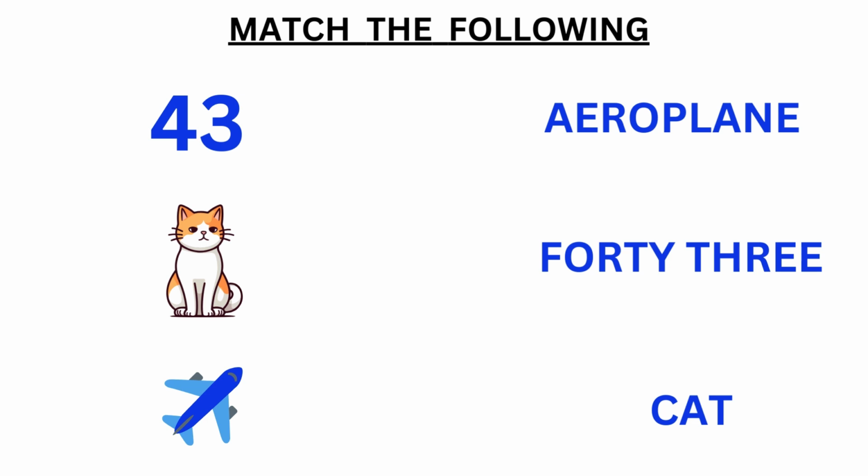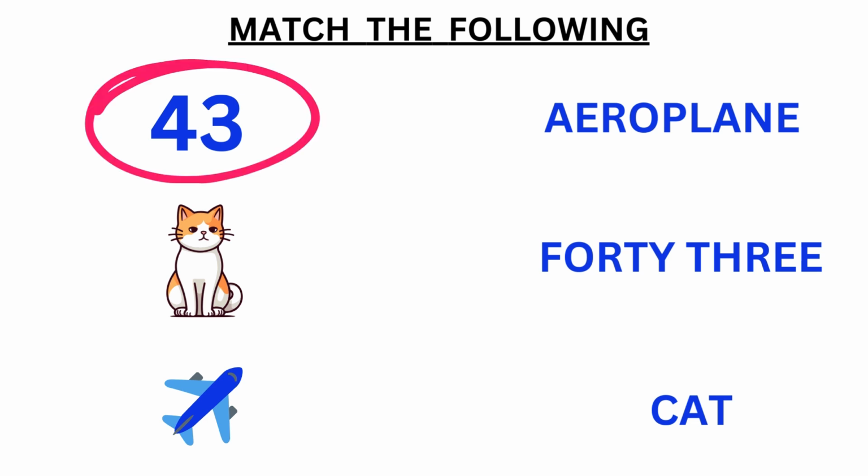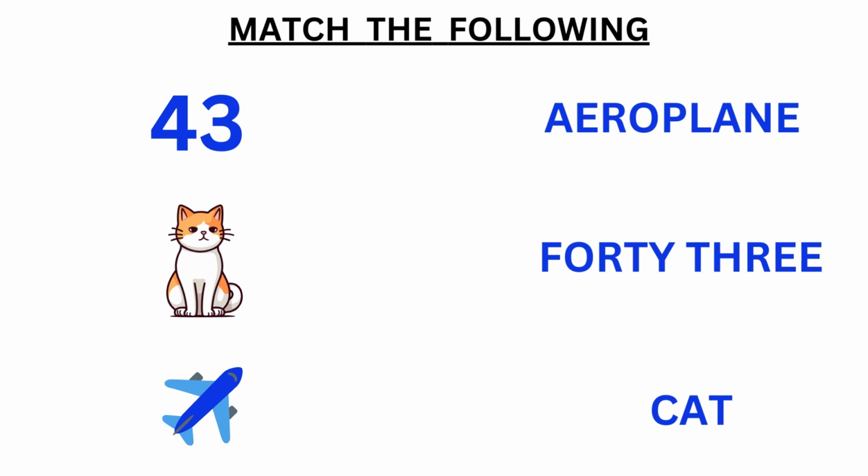On our third slide, we have three interesting images. First, we have an image of two numbers, 4 and 3, side by side. What do you think this combination represents? It's the number 43. F-O-R-T-Y-T-H-R-E-E.